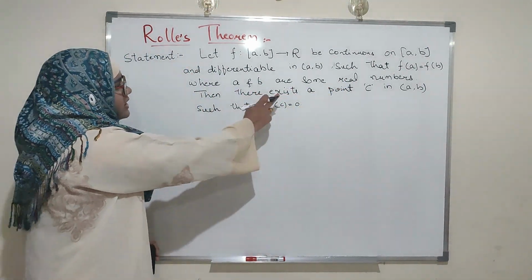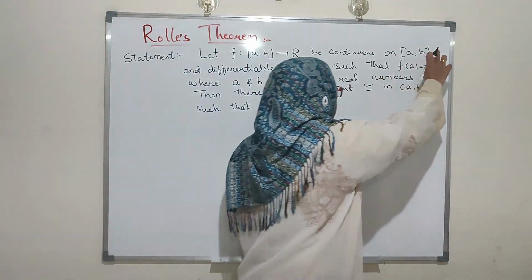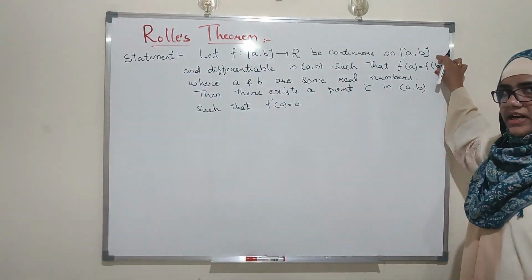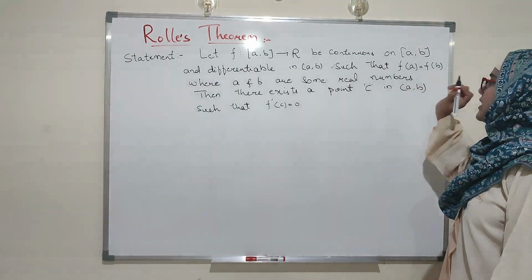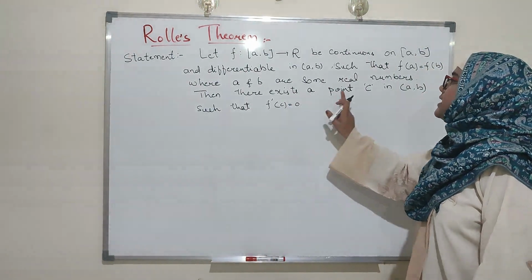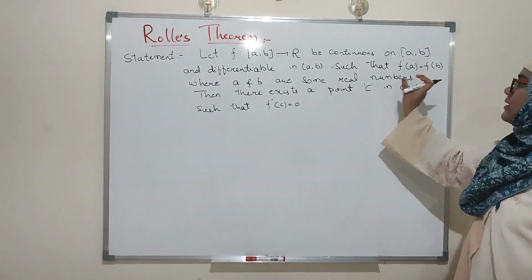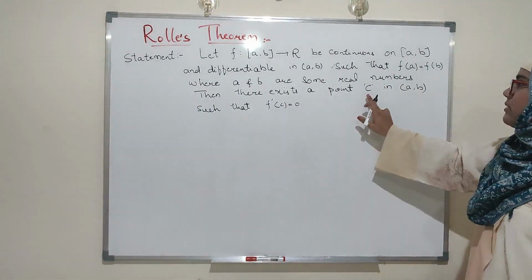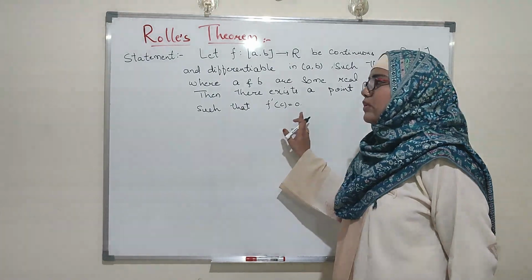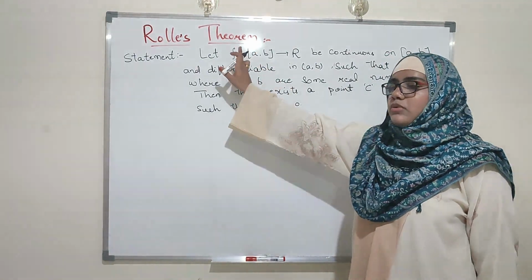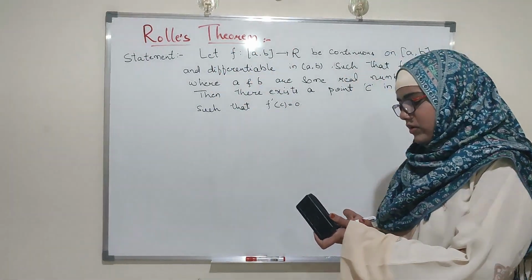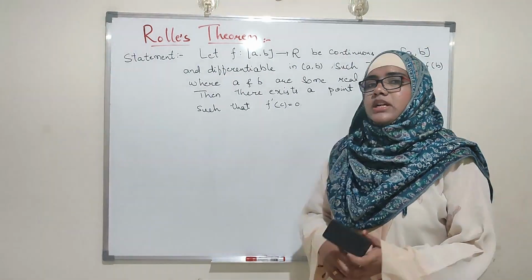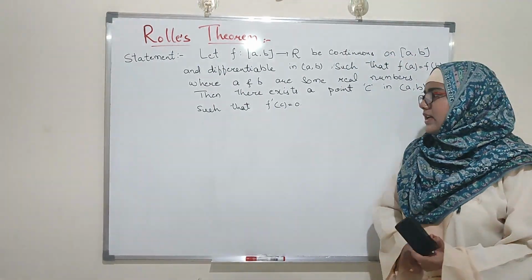Okay. Then there exists a point. If this condition is satisfied, then there exists a point C in between A and B such that f dash of C is equal to 0. This is called Rolle's theorem. Now, I will show you the derivation of Rolle's theorem.